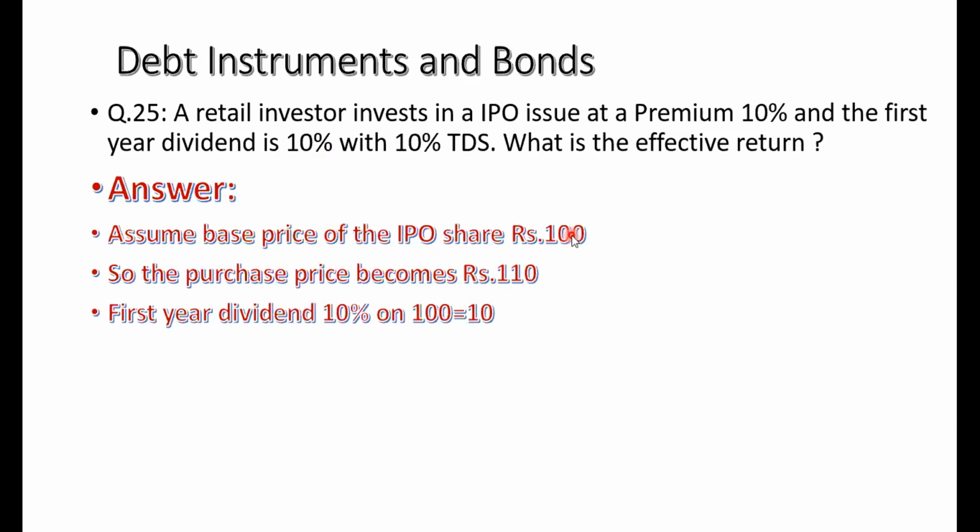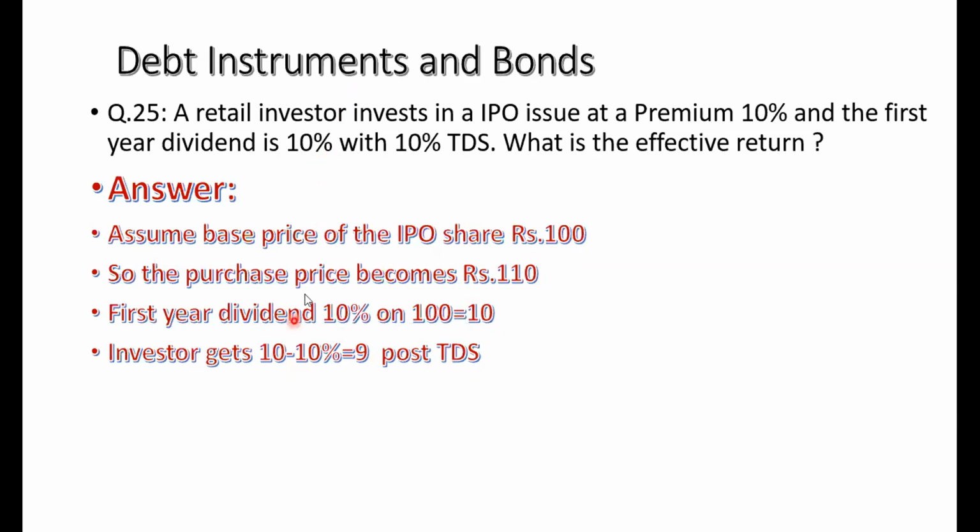Dividend will be on face value only. Remember, how much dividend you will get? 10 rupees only you will get in the first year. But the 10 rupees cash you will not get. 10 rupees minus 10% TDS, 9 rupees only you will get. After TDS, 9 rupees you will get as dividend.